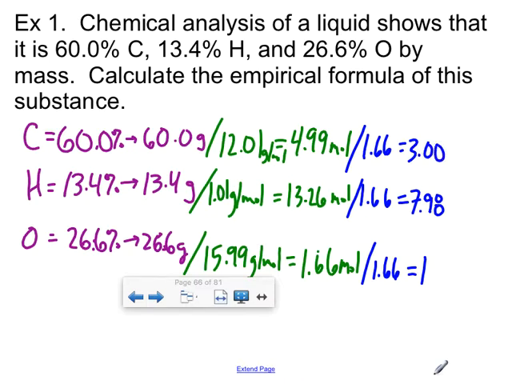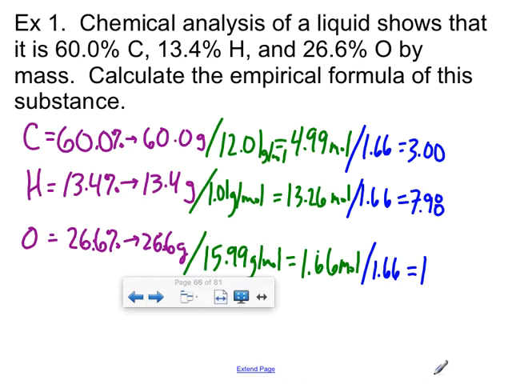Okay, now when you take a look at these values, these numbers need to be very close to a whole number. And if you look, they are. I mean, 7.98, technically, when I typed it into my calculator, I got 7.987. So really it's like 7.99. So these numbers here represent the subscripts below it.